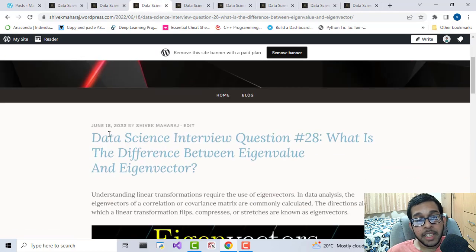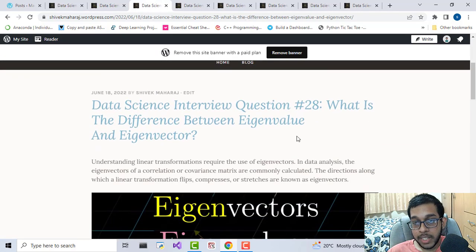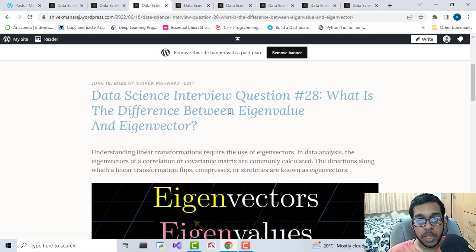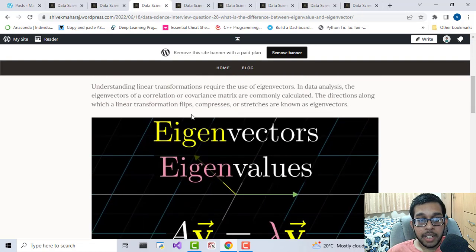Anyway, data science interview question number 28. What is the difference between eigenvalue and eigenvector? Understanding linear transformations requires the use of eigenvectors. In data analysis, the eigenvectors of a correlation or covariance matrix are commonly calculated. The directions along which a linear transformation flips, compresses, or stretches are known as eigenvectors.